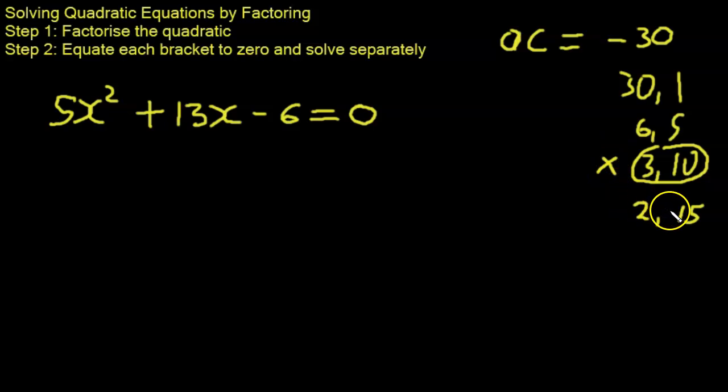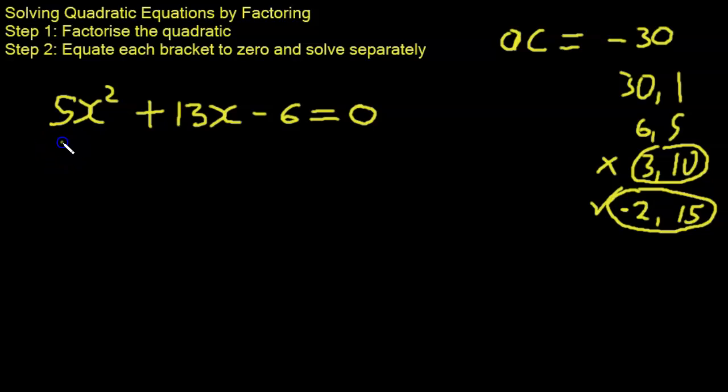What about 2 and 15? Yes, 15 minus 2 gives us positive 13. And if we multiply these two numbers, negative 2 times 15, we end up with negative 30. So yes, negative 2 and 15 satisfy both conditions. They add to give positive 13, and when you multiply them, you get minus 30.